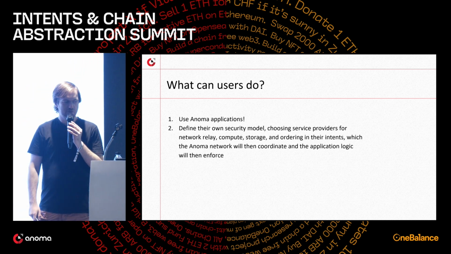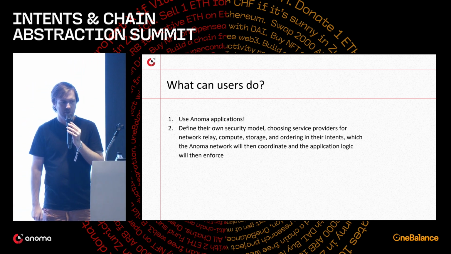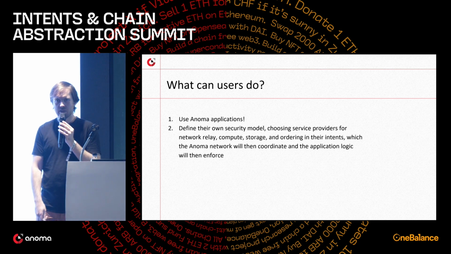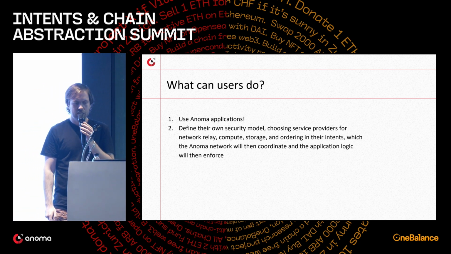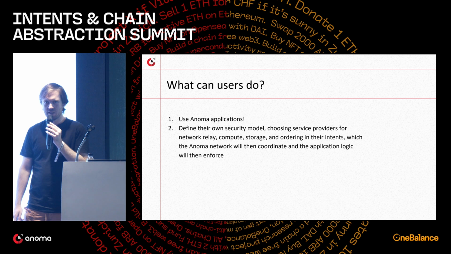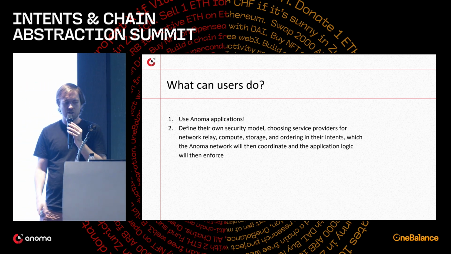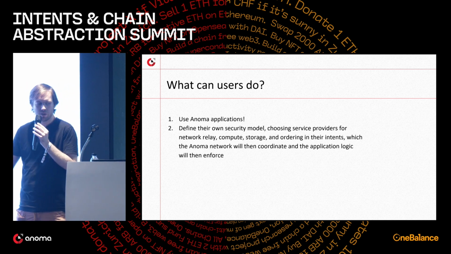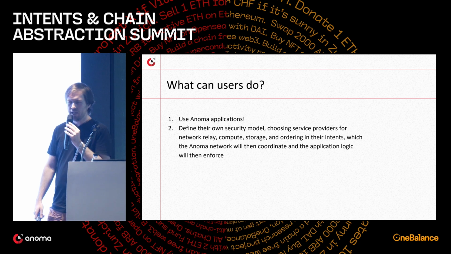Users. Well, users, first and foremost, can use Anoma applications. And users, especially in the context of this resource plasma architecture, can define their own security model, which means that you as a user can choose service providers for network relay, compute, storage, and ordering or settlement in your intents, and the network will coordinate and enforce these preferences for you.